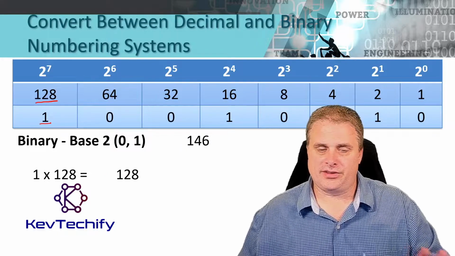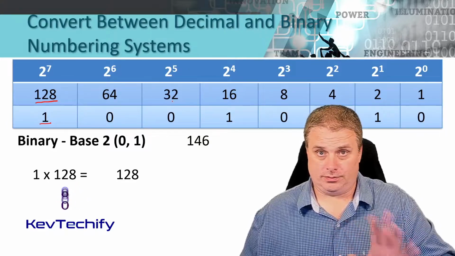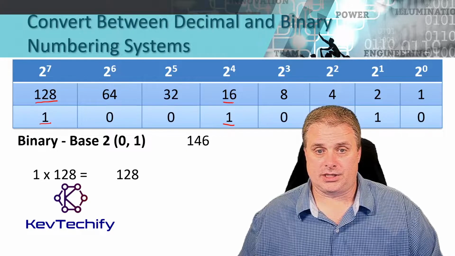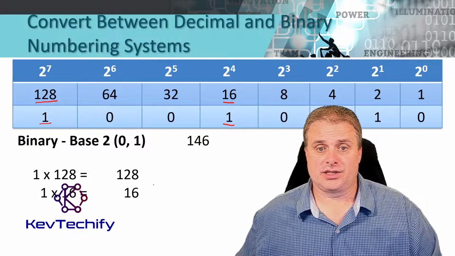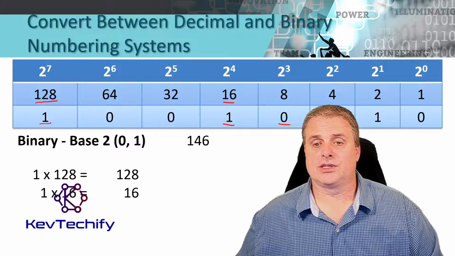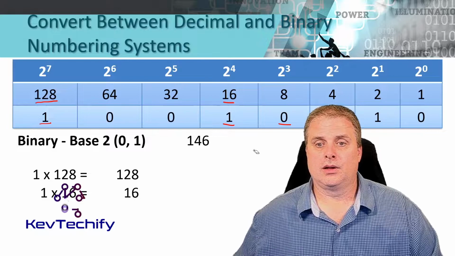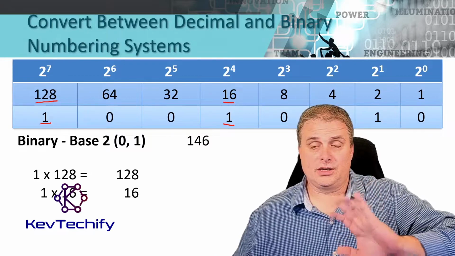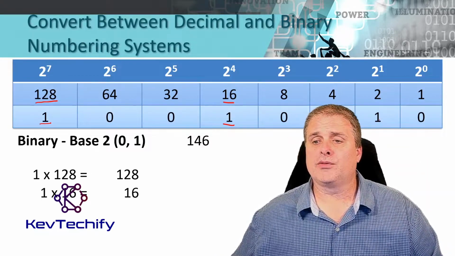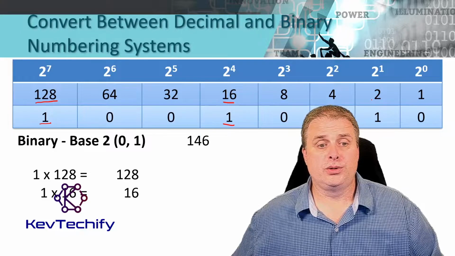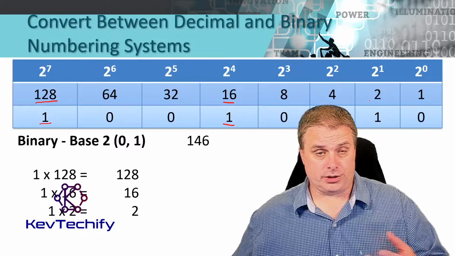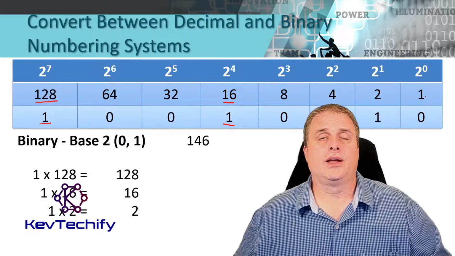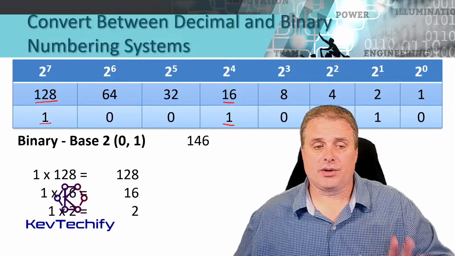0 times 64, that's 0. We're not even going to put it on the list. 0 times 32, once again, that's 0. We're not going to put it on the list. But then we're down here, we have a 1 times 16. 1 times 16 gives us 16. 0 times 8 gives us 0. Then so we're not going to put that on the list. 0 times 4, 0. We're not going to put that on the list. But we do have a 1 times the positional value of 2. We'll go ahead and write that down. 1 times 2 equals 2. And then the column on the far right is 0 times 1. Any number times 0 gives us 0. So we're not even going to write that down.